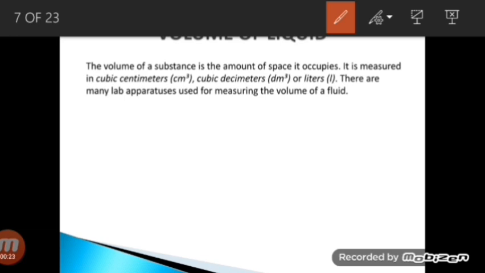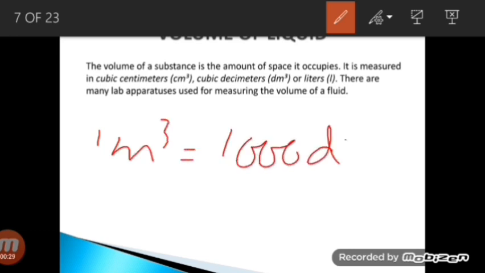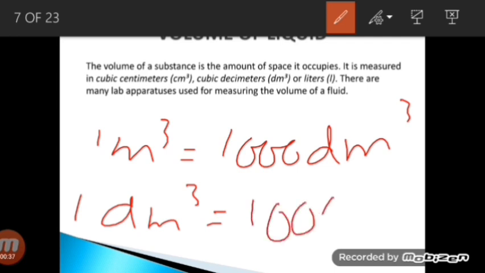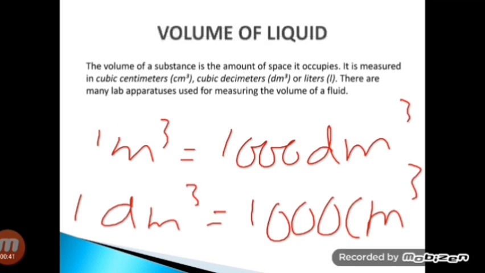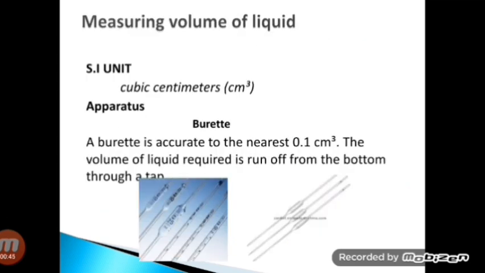So 1 cubic meter will always be equal to 1000 decimeter cube, and 1 decimeter cube will always be equal to 1000 cubic centimeter. And there are many apparatuses used to measure volume of liquid, because most of the time scientific experiments have liquids in them.